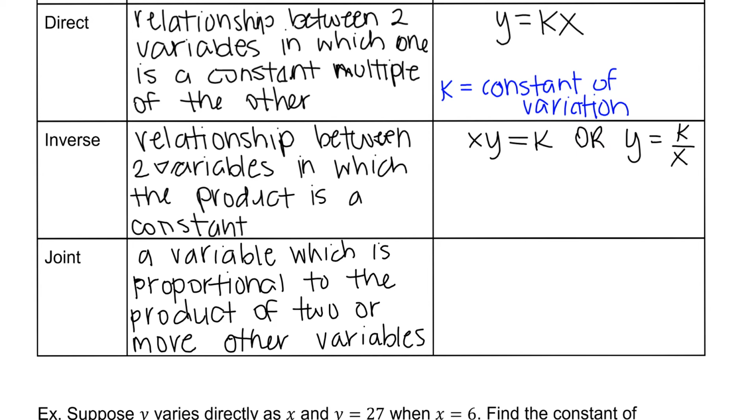The way we write its general equation is y equals kxz, where x and z are our two other variables. So every single type of variation involves our constant k and variables x and y, and in the case of joint, z. Let's go ahead and take a look at some examples of how these problems are set up and how we solve them.